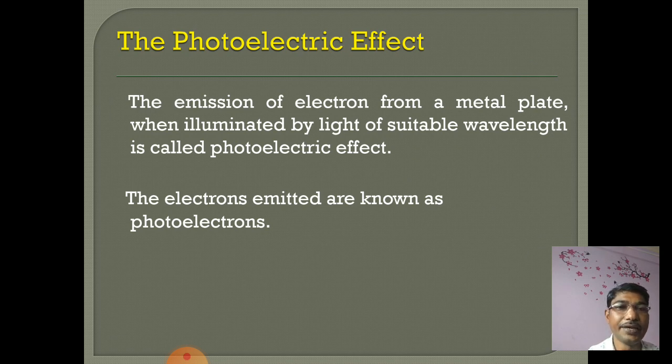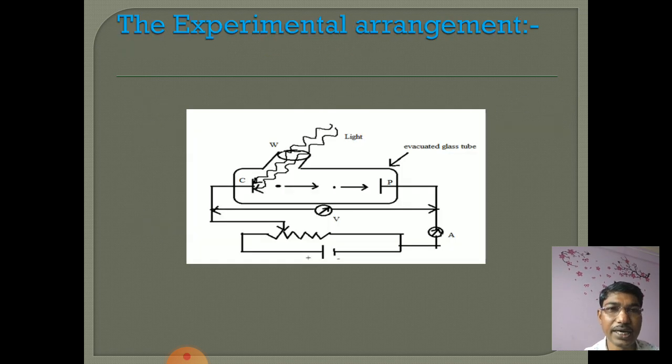The photoelectric effect can be defined as the emission of electrons from a metal plate when illuminated by light of suitable frequency. The electrons emitted are known as photoelectrons. This electron flow through the outer circuit is called photoelectric current.